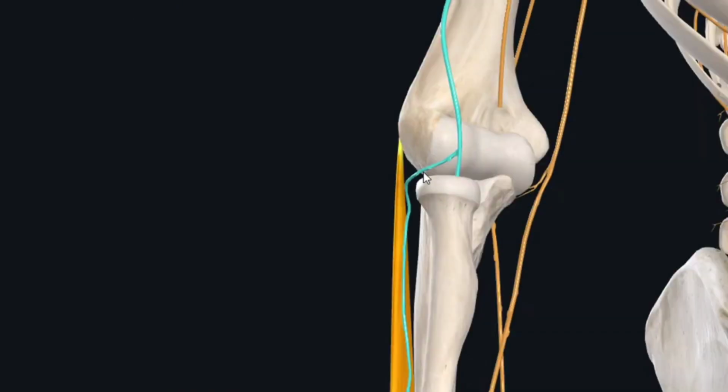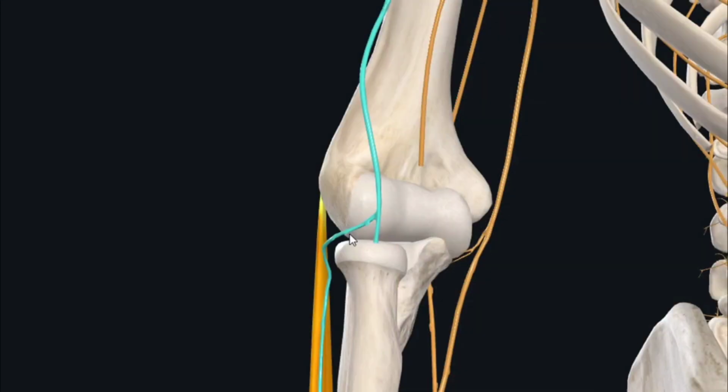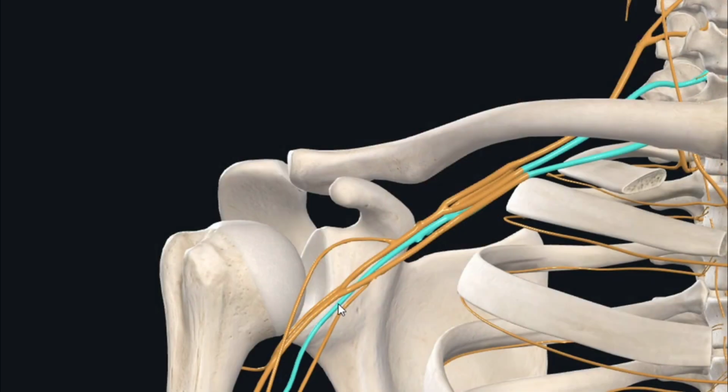Now we talk about the nerve supply of this extensor digiti minimi muscle. So the extensor digiti minimi muscle receives its nerve supply from the deep branch of radial nerve, also called the posterior interosseous nerve of forearm. Now we see the lateral view of the forearm. This nerve branch is the posterior interosseous nerve of forearm and it is arising from the radial nerve, while the radial nerve itself arises from the posterior cord of brachial plexus.